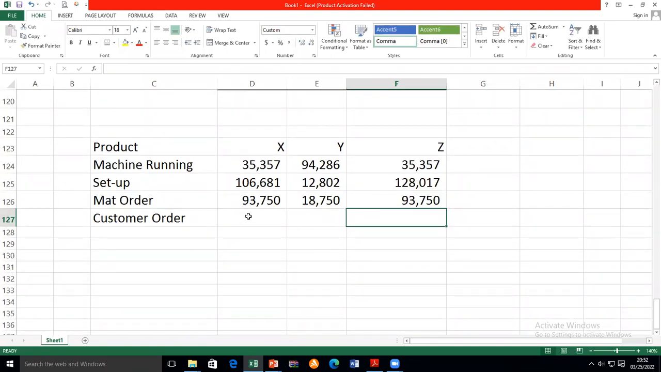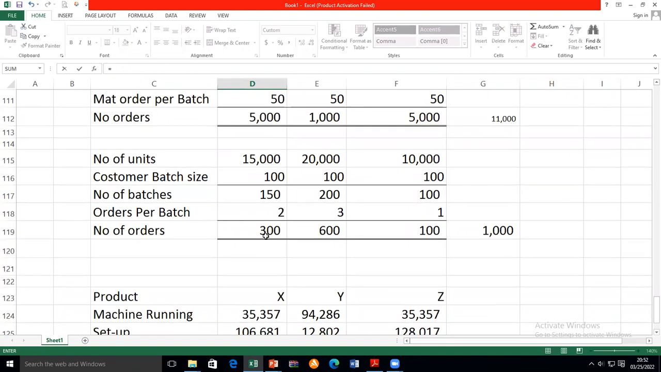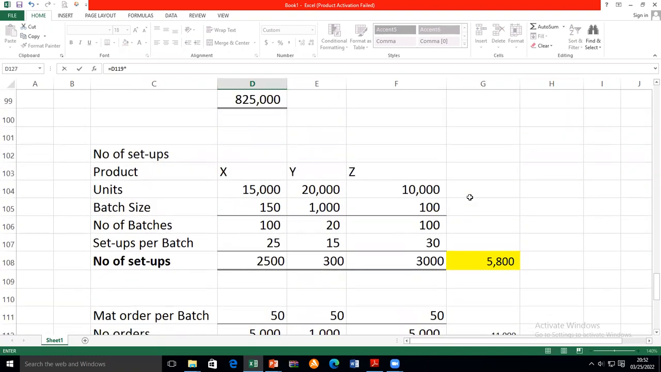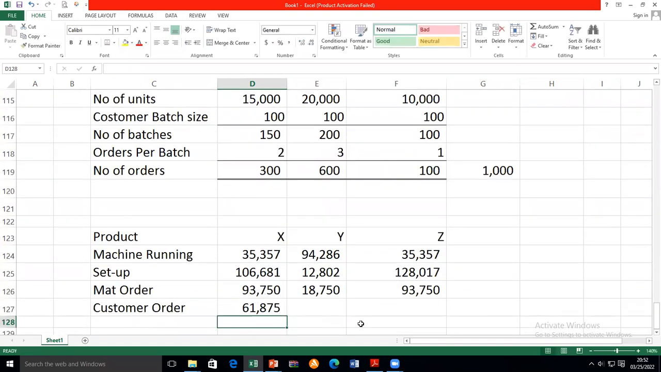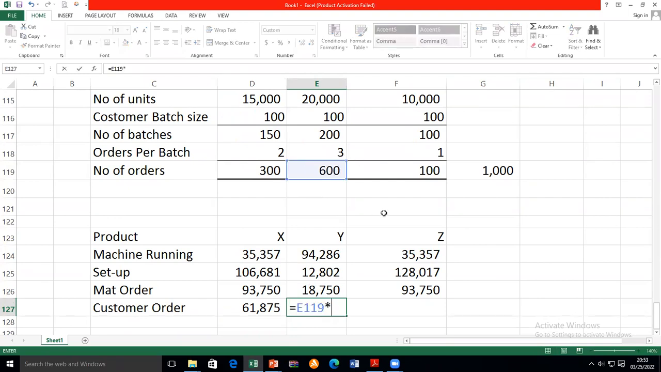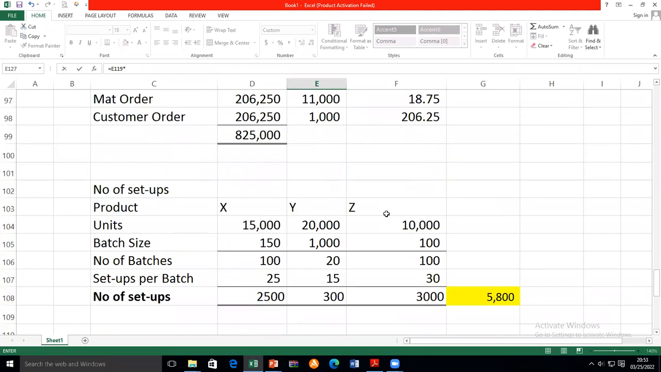What of customer orders? The same. Customer orders, that's the number of orders. You multiply by, you come here, you pick the same, that one. Again here, you go, how many orders? That's the number of orders. Then we are going to multiply by the cost per order again, which is that one.